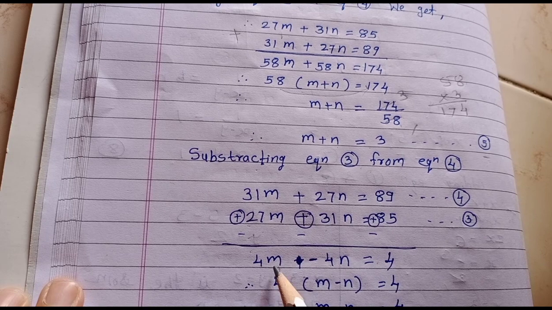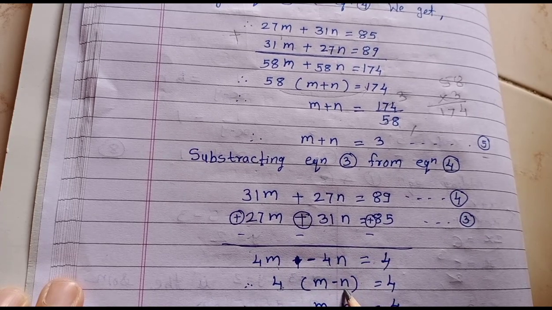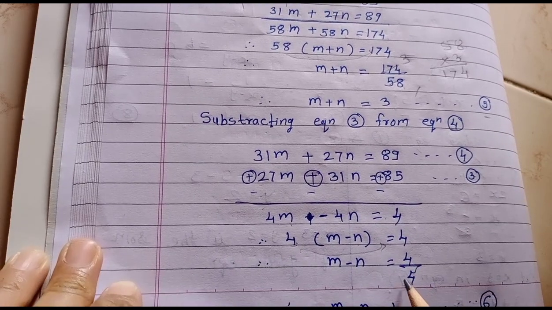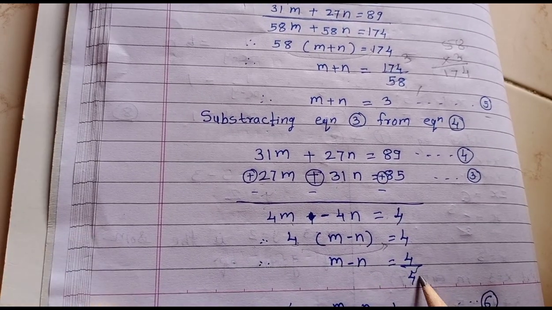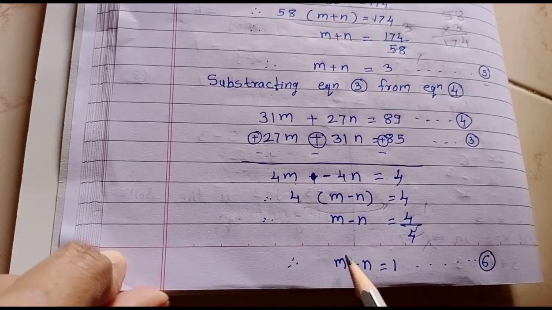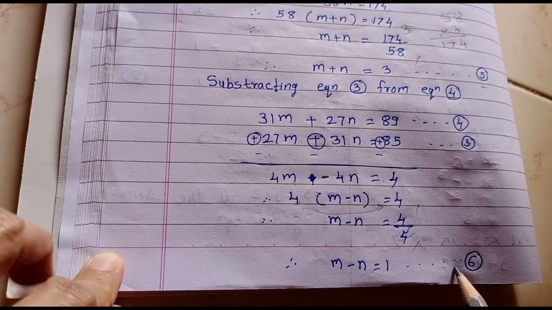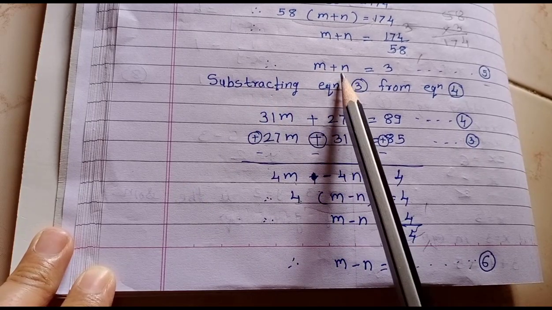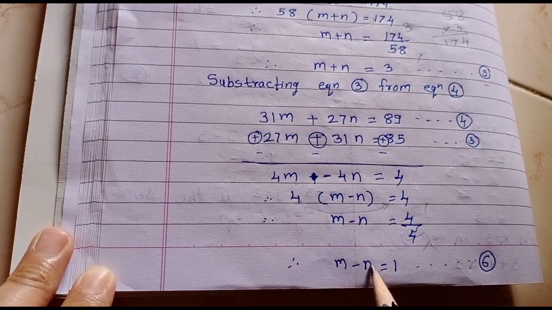Again here 4 take common, 4 into bracket m minus n is equal to 4. 4 multiply becomes divide, then m minus n is equal to 4 upon 4, 4 1s are 4, 4 1s are 4, means m minus n is equal to 1. That is your sixth equation. Now solve this: m plus n is equal to 3 and m minus n is equal to 1.